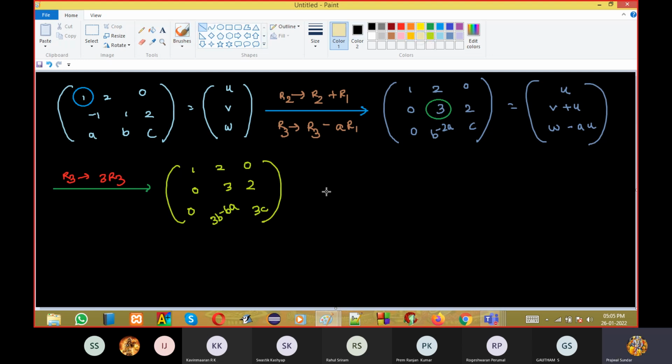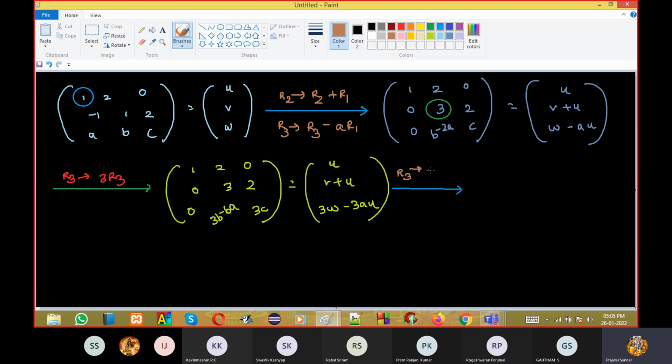Now I'm performing another row operation to make this 0. How will I make it 0? I should write this also, right? I forgot. uv plus u, 3w minus 3au. So now I'm performing a row operation.